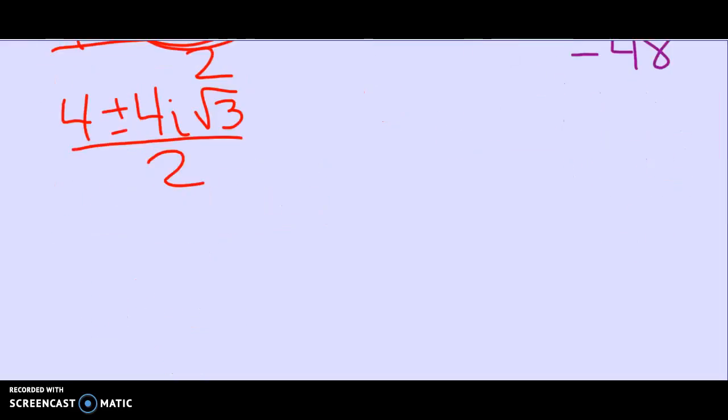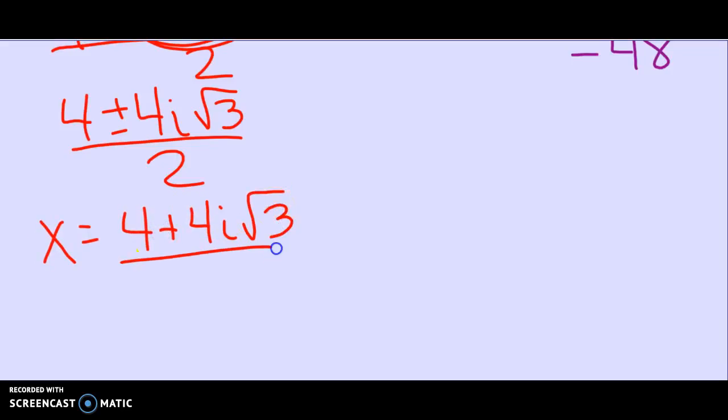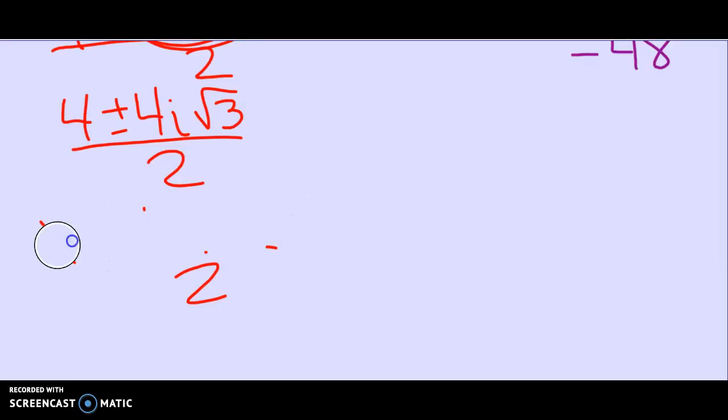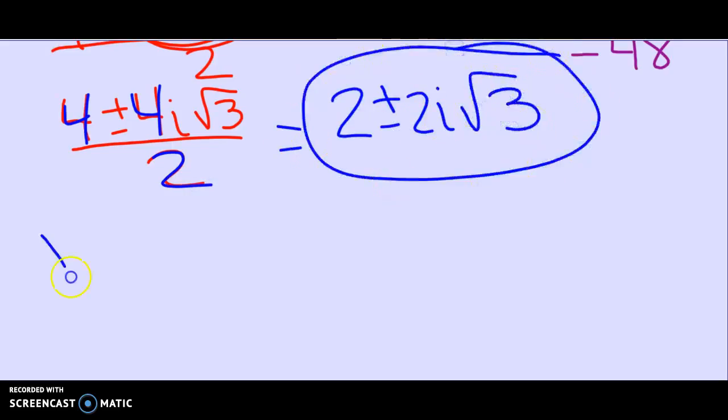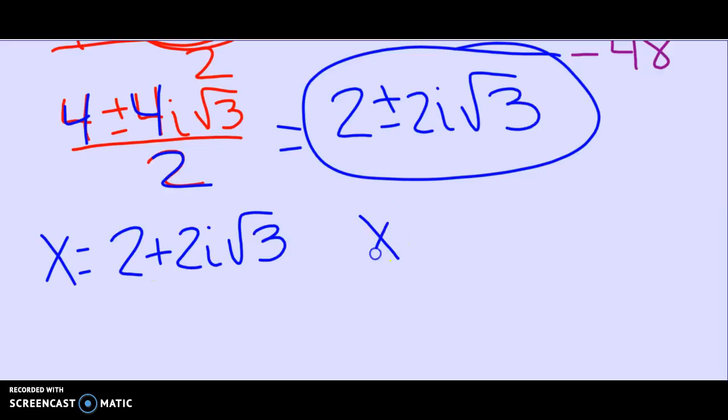So let's simplify this. We've got x is equal to 4 plus 4i, square root of 3, all over 2. Oh, let's simplify this. Look at that. Remember, all of the numbers that are not under the radical can be written in lowest terms. So look at that, that can all be divided by 2. So that's 2 plus or minus 2i square root of 3. Now you can leave it like that, okay? Just as long as you know that that means 2 plus 2i square root of 3, and then its conjugate is 2 minus 2i square root of 3.